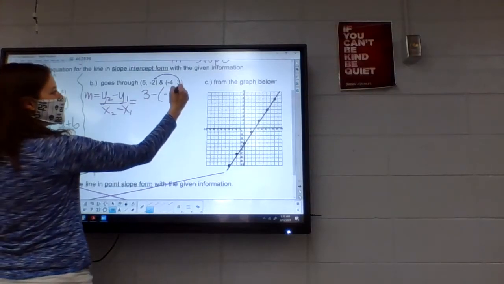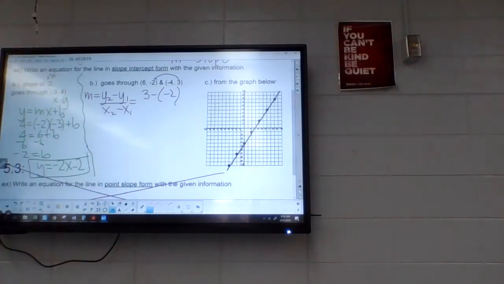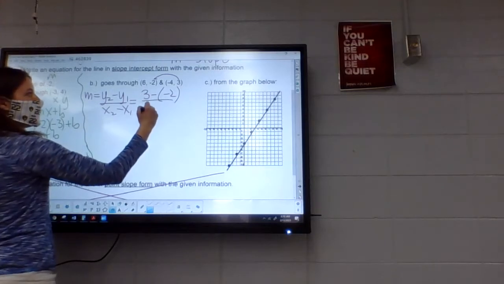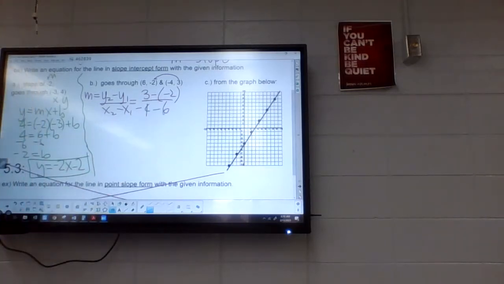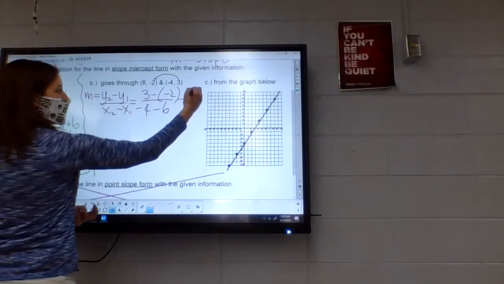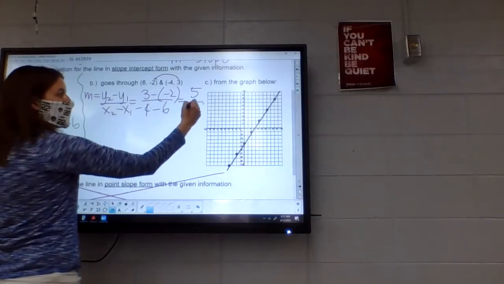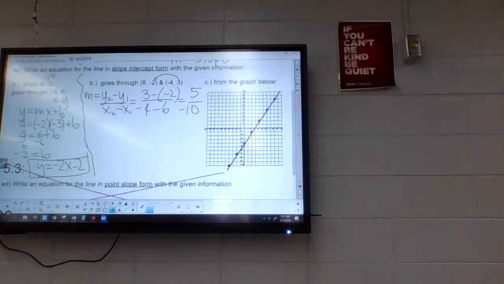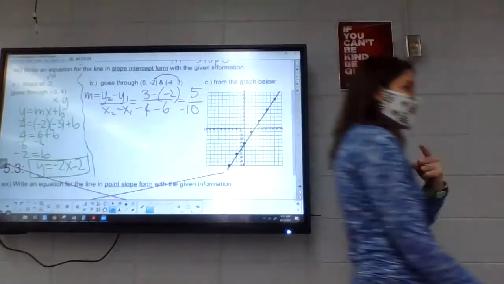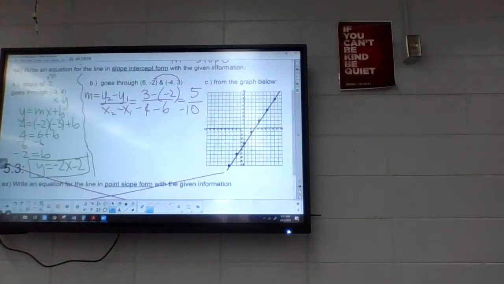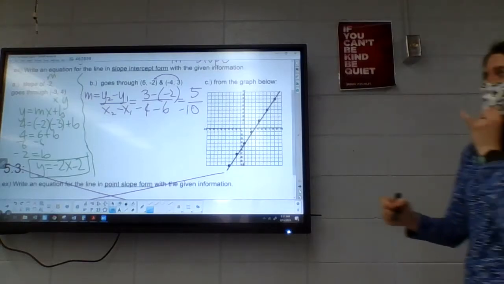So we do 3 minus a negative 2 over negative 4 minus 6. 3 minus a negative 2 becomes 3 plus 2. So 3 plus 2 is 5. Negative 4 minus 6 is a negative 10. So in this case, my slope ends up being a negative 1/2. I want to simplify it, and there's only one negative, so I know the slope's going to be negative. Now the negative can be either on the top or the bottom.